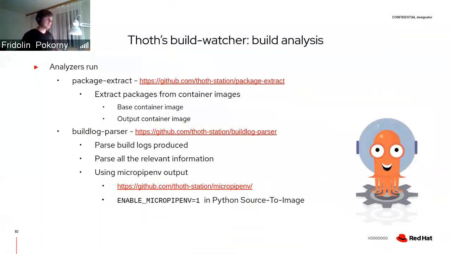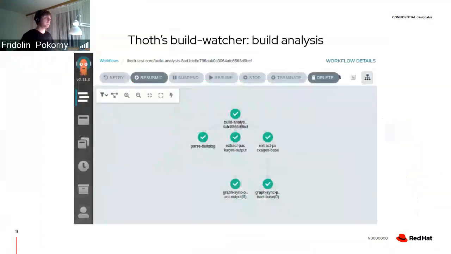If you do not use MicroPipenv yet, you can enable it in all container images that are Python source to image container images. They need to be Python 3 because MicroPipenv is available only for Python 3. And you can benefit from MicroPipenv in Red Hat Enterprise Linux container images, CentOS container images, UBI container images, as well as Fedora container images that are Python S2I based container images.